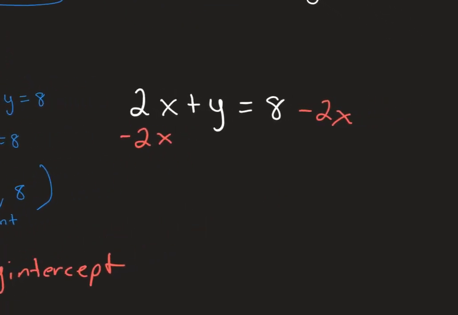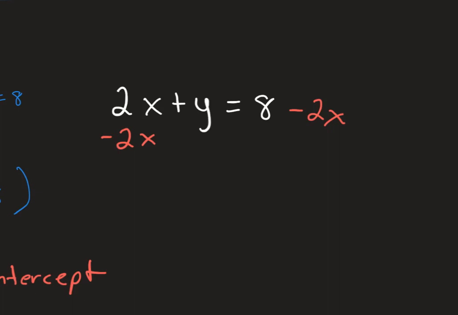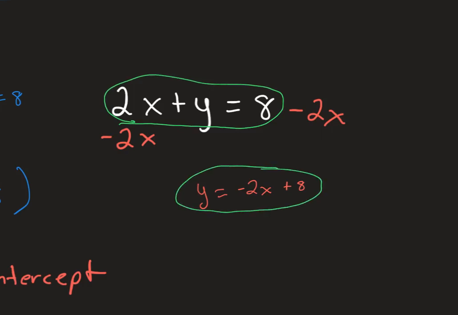Let me zoom in on it. And when I do that, I get y equals, and I like to write the x first and then the constant second. So you can see this is negative 2x, so I'm going to write negative 2x. This negative sign goes with the 2. The 8 is positive, so here I'm going to put plus 8. So I converted this standard form equation into this slope-intercept equation.